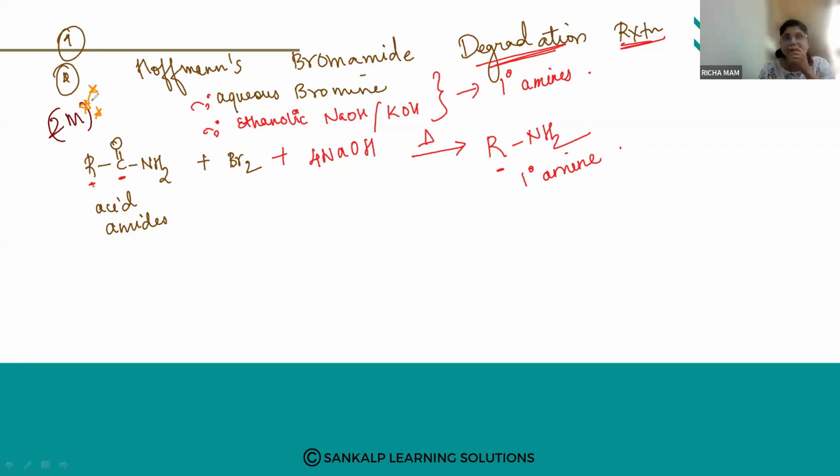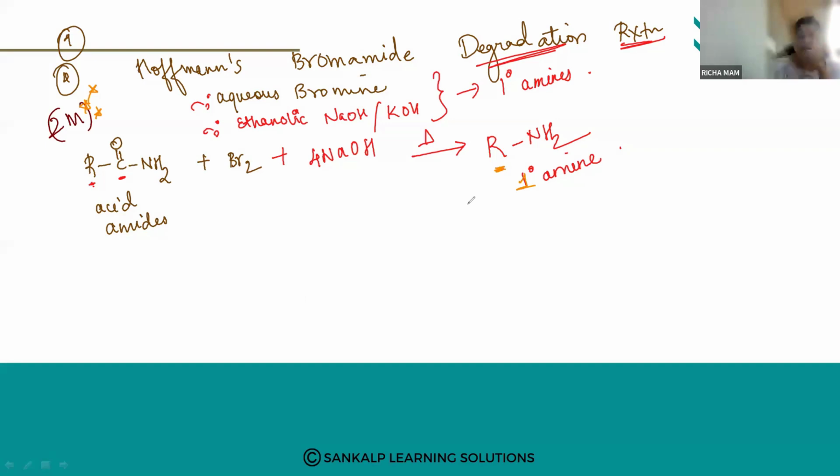Any of this we are going to take. Then we are going to heat it. After heating, what will happen in the product? What you can see is one carbon atom less. In the starting reactant, there are two carbon atoms. In the product, you can see only one carbon atom. So this reaction is called a degradation reaction. Degradation means the number of carbon atoms is less as compared to the reactant.